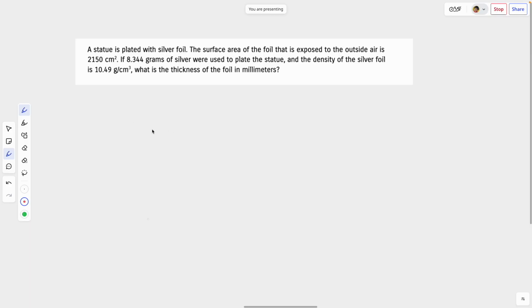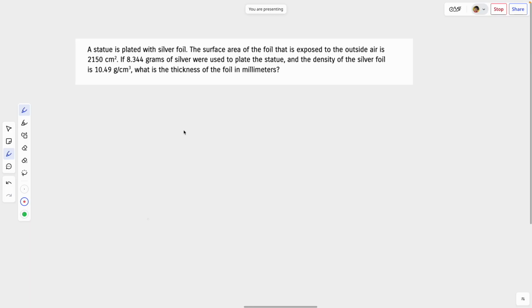Okay, so our next problem is, a statue is plated with silver foil. The surface area of the foil that is exposed to outside air is 2,150 centimeters squared. If 8.344 grams of silver were used to plate the statue, and the density of the silver foil is 10.49 grams per centimeter cubed, what is the thickness of the foil in millimeters?